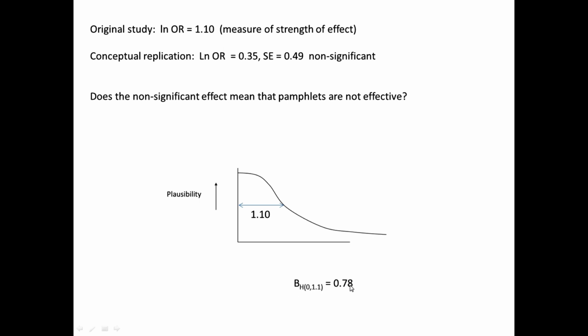So what does that mean? It's pretty close to 1. It's insensitive, really. We need more data. So we should go out and hand out more pamphlets. We shouldn't conclude that the pamphlets are ineffective. That's the crucial thing that we might be tempted to do.